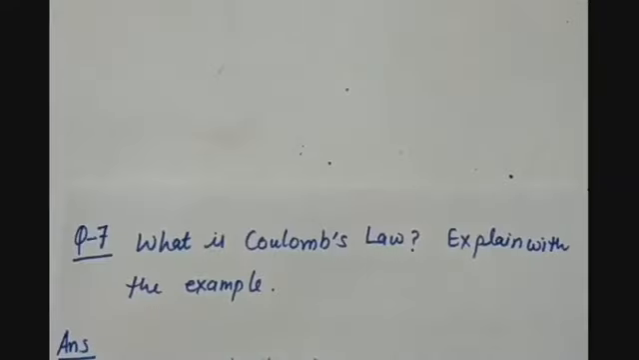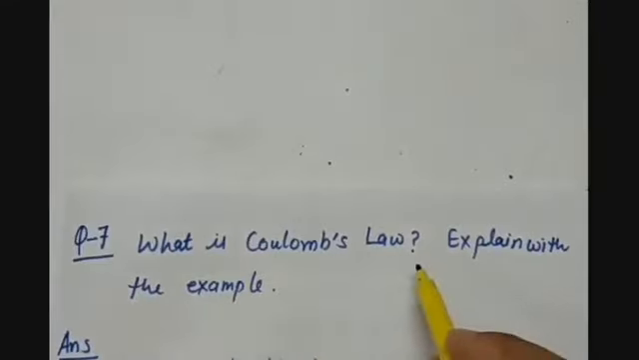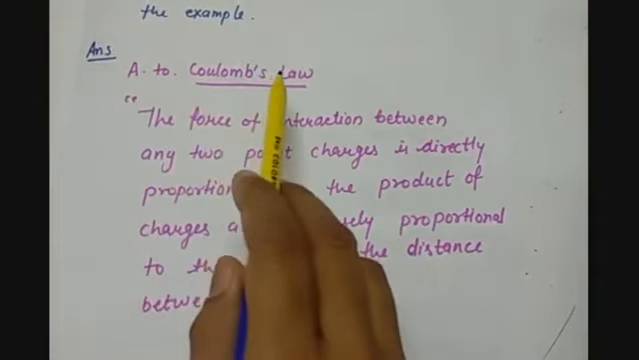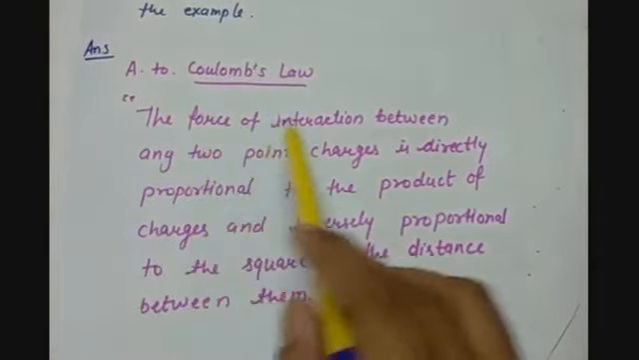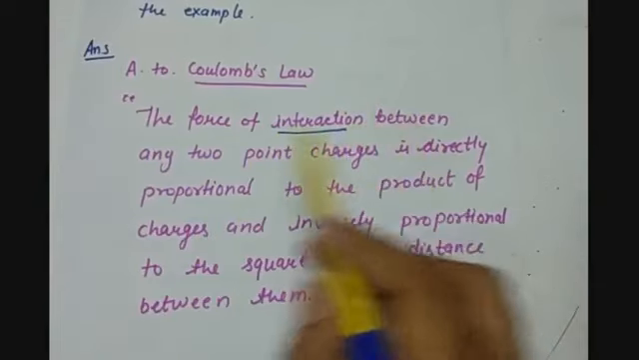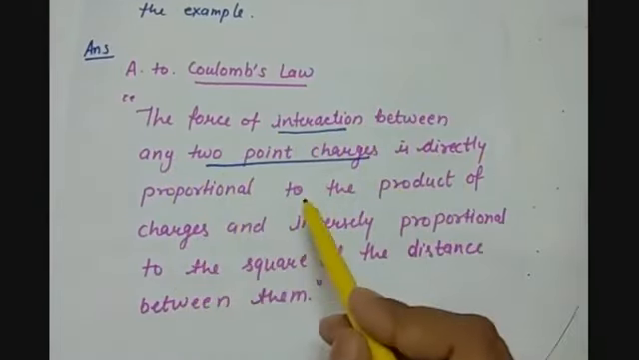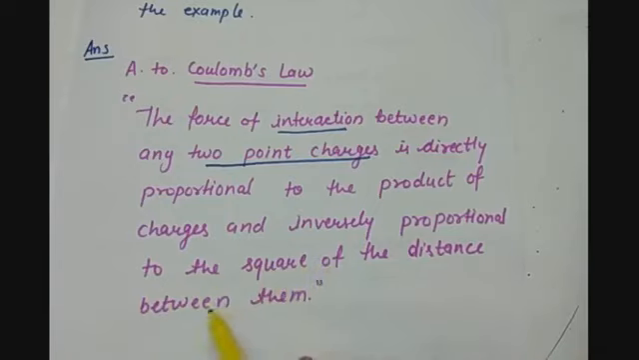Question number 7 is, what is Coulomb's law? Explain with an example. And the answer is that Coulomb's law states that the force of interaction between any two point charges is directly proportional to the product of charges and inversely proportional to the square of the distance between them.